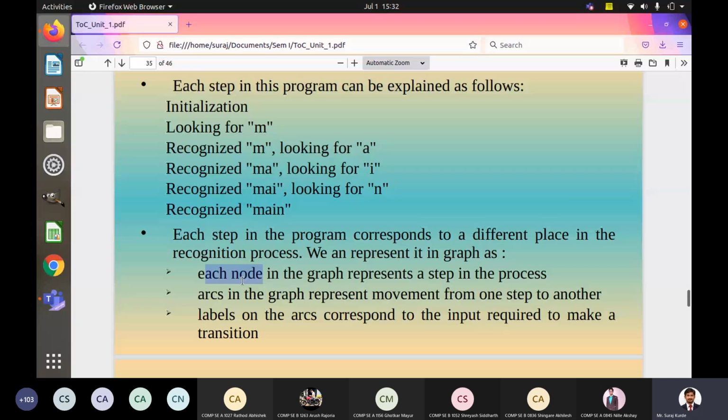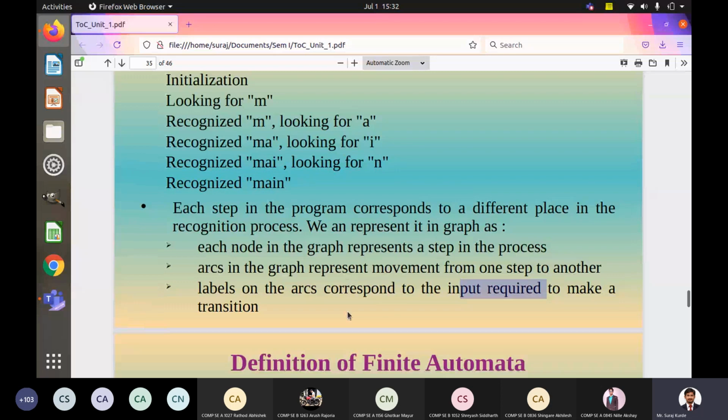The same thing we are going to use here, but in addition to that, we are going to have some input alphabet, then labels on the arc. So what are the inputs? M, A, I, N. These are the alphabets that we are going to check, and they should be in continuation. But along with that, we can have any other alphabet from English. Those are the alphabet letters which will be input for the machine, and that will be the label on the arc. So the label on the arc corresponds to the input required to make a transition.